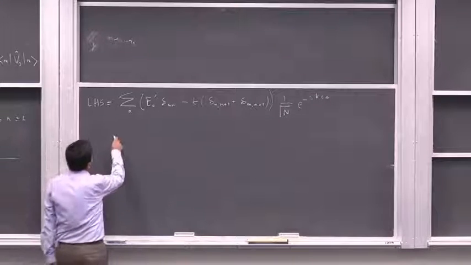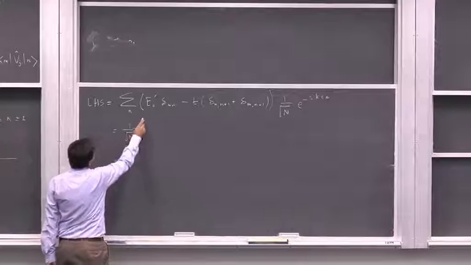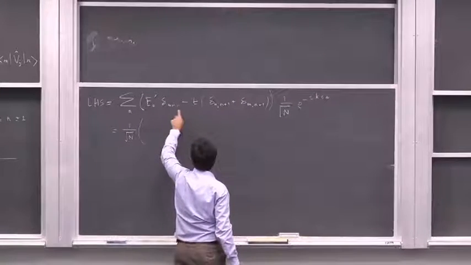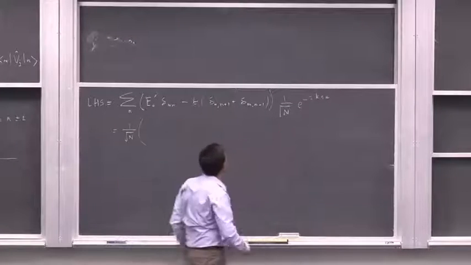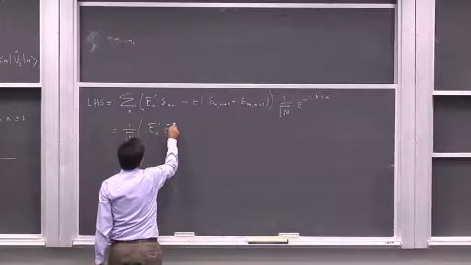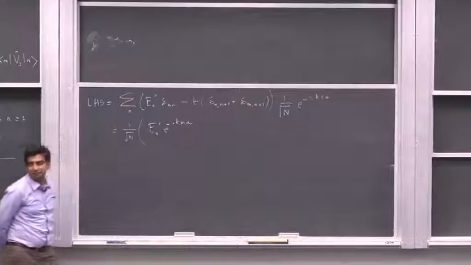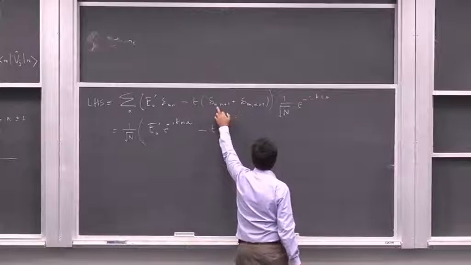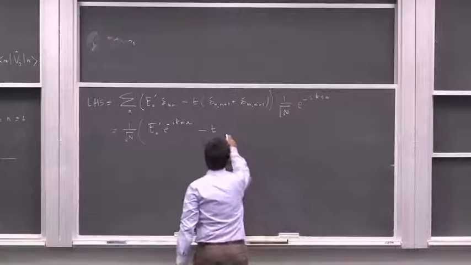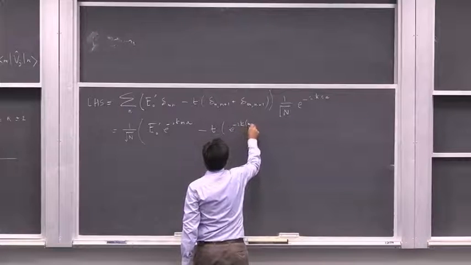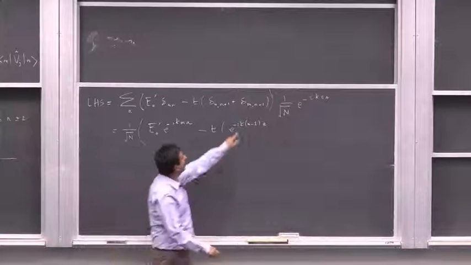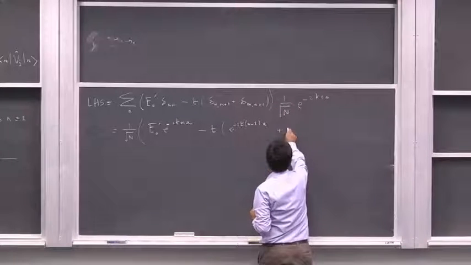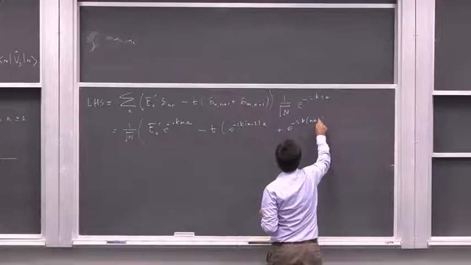Alright, now I can solve this. I can expand this with 1 over root N. I'm taking a sum over all n's, but I'm picking up the value of n which is equal to m. So the first term will give me E naught prime e to the minus i k m a. Minus t: I'm picking up the value of n equal to m minus 1, so this term becomes e raised to minus i k (m minus 1) a. Here I'm picking up the value of n equal to m plus 1, so I get e to the minus i k (m plus 1) a.